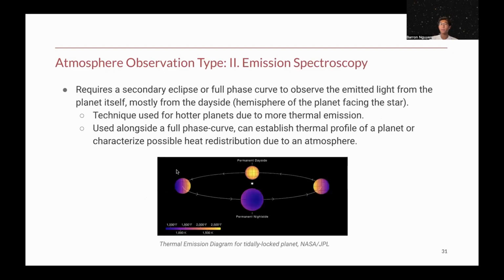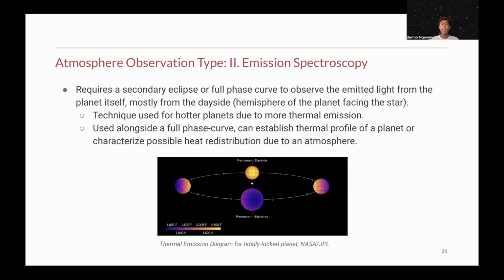Then the second big one is emission spectroscopy. It requires a secondary eclipse, when the planet passes behind the star, or a full phase curve, looking at both the primary and secondary eclipse and recording a full year for the planet around the star, measuring it continuously. So mostly this method is used to observe the emitted light from the planet itself, from the day side of the planet.